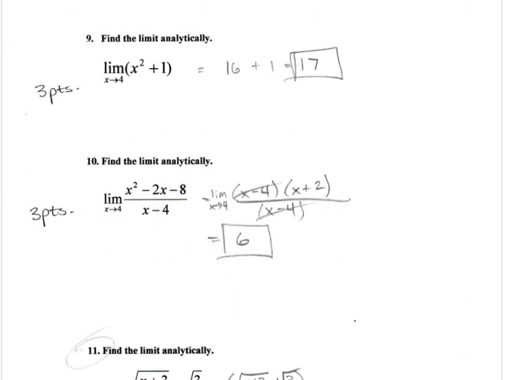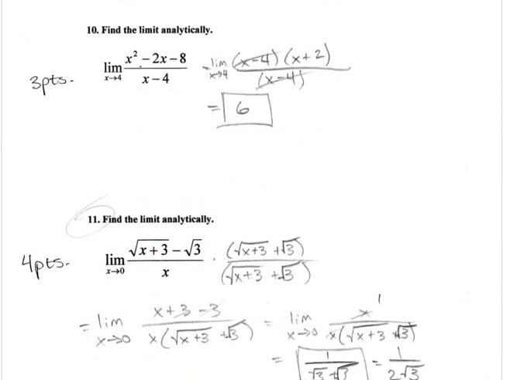Okay, number 9, find the limit analytically. Let me check my time on this. Doing good. So x squared plus 1, again, this is a polynomial. We can use direct substitution when we do that. We get 4 squared, which is 16, plus 1, which is 17.